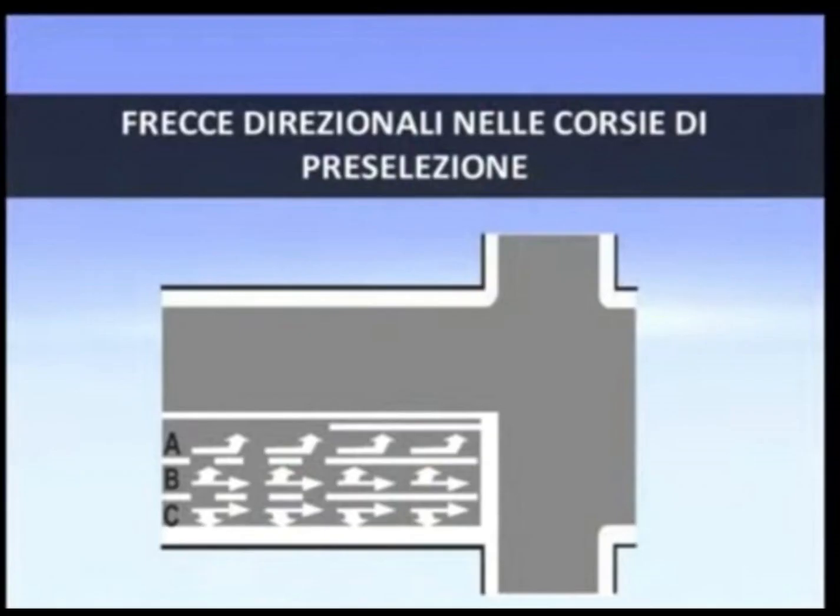Corsie di preselezione con frecce direzionali. Now this one has arrows to tell you where to go. Okay? It is at that place you have to change your lane, where the line is still broken, before you reach the continuous line that divides the corsia.